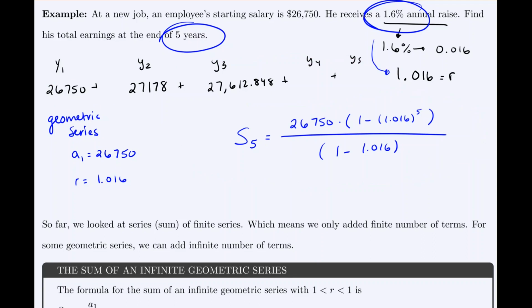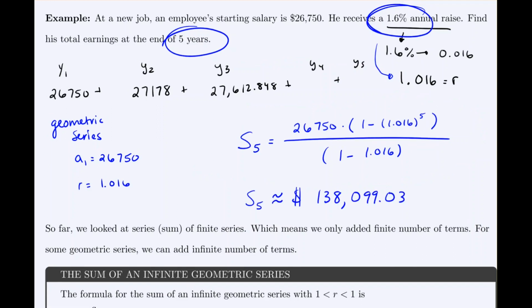In either case, we would get our final answer to the sum of the first 5 years' salary, rounded to 2 decimal places, and the sum of those 5 years working would accrue $138,099.03 when rounded.